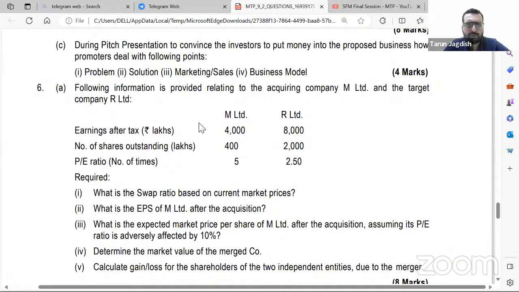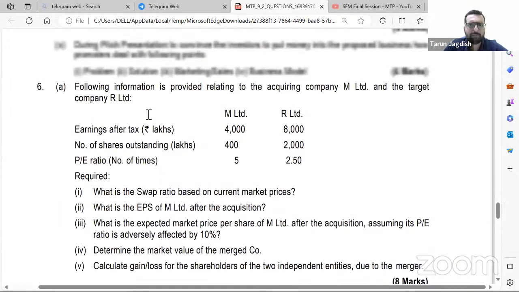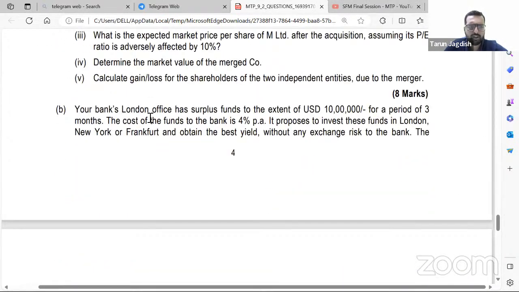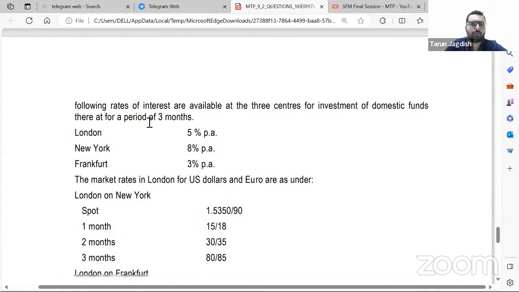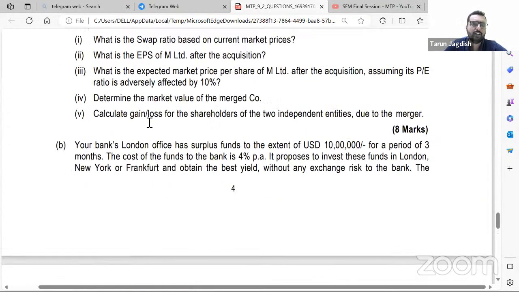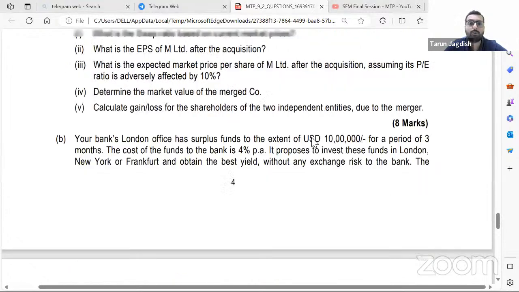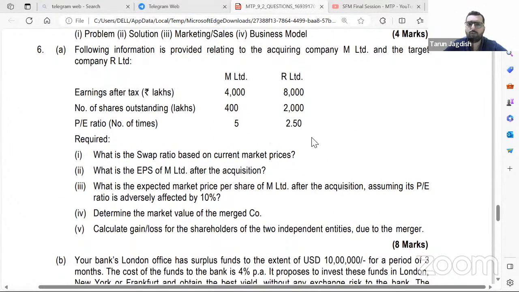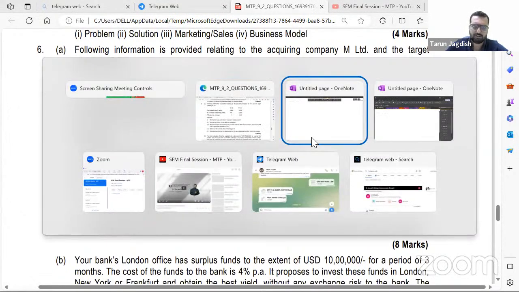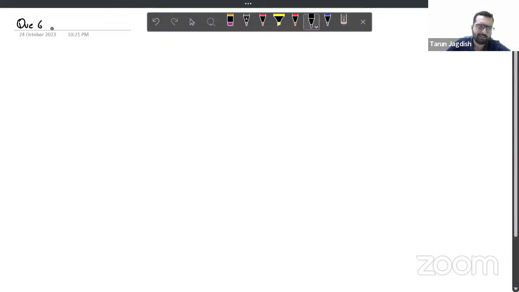6A is a basic question on mergers. We have done a similar type of question in class, but still I will do this. 6B is a beautiful question on London Frankfurt. This is done in my crash classes, but being a tough question, we will do this. Yes, question number 1A is also left. We will do that after we complete these two things. Okay. So let us write question number 6A.